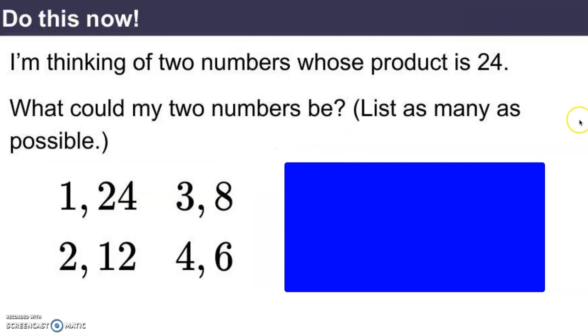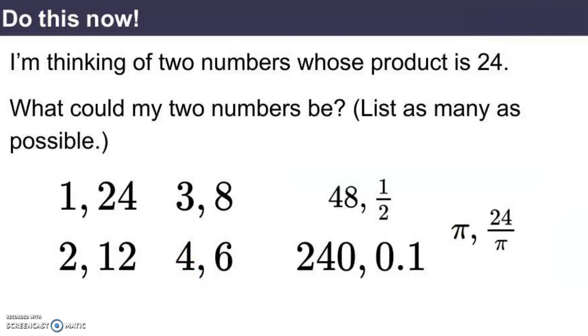I'm willing to guess that you found maybe these options. My two numbers could be 1 and 24. Or maybe they're 2 and 12. Maybe 3 and 8, or 4 and 6. Those all are options. But are there others? There are. Here's some more options that work as well.